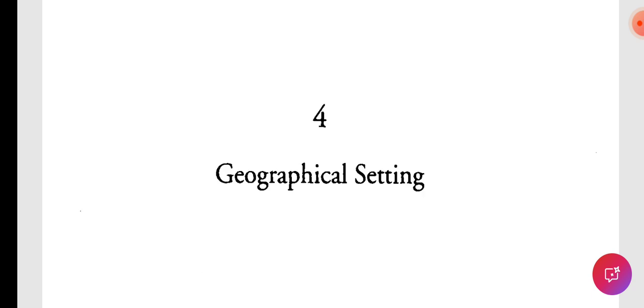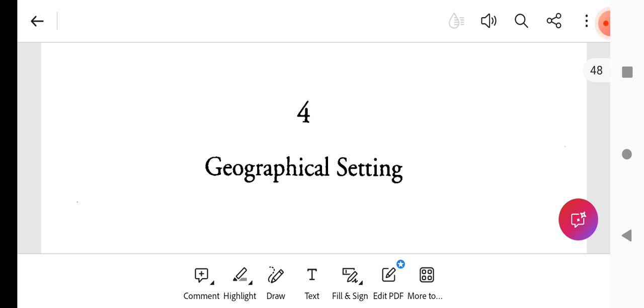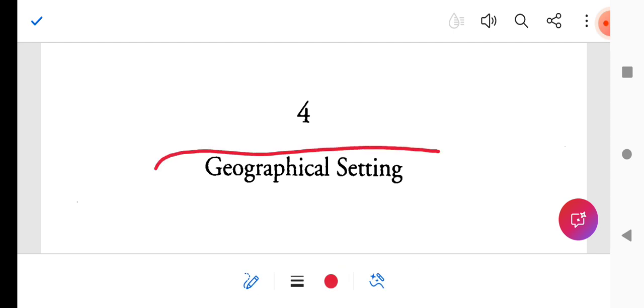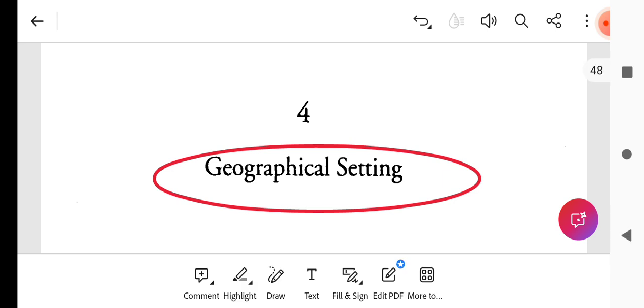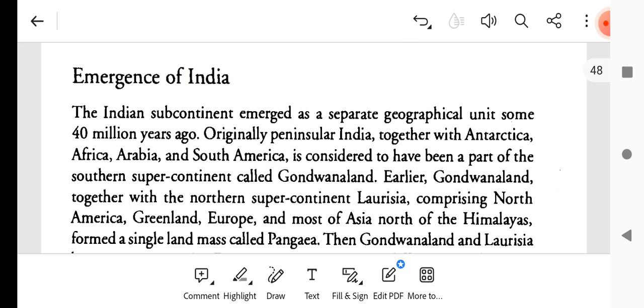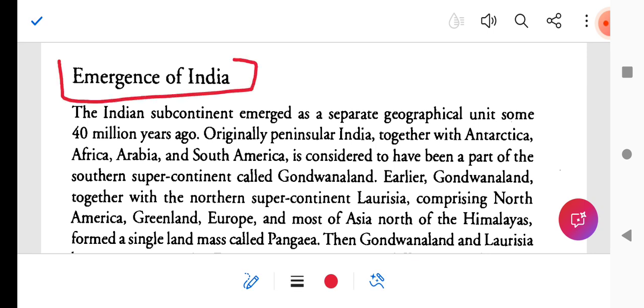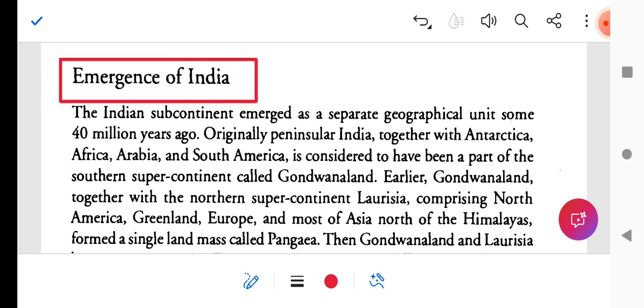This new chapter is named Geographical Setting, and we will know how geography plays an important, crucial role in knowing our historical past. The emergence of India, how India emerged. The Indian subcontinent emerged as a separate geographical unit some 40 million years ago.